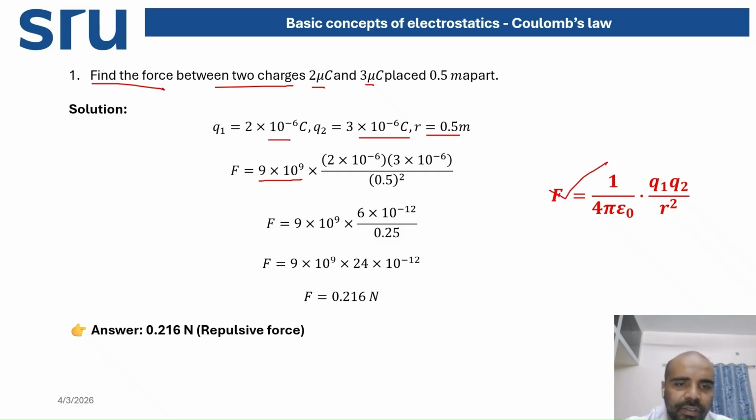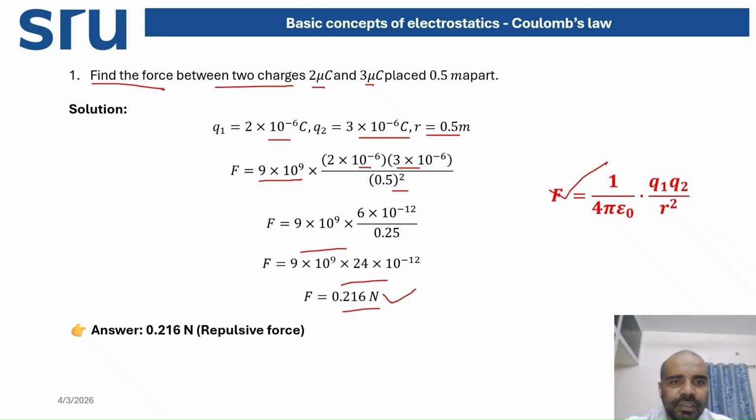So F equals 9 into 10 to the power 9, Q1 is 2 into 10 to the power minus 6, Q2 is 3 into 10 to the power minus 6, divided by the distance, that is 0.5 whole square, right? So Q1 Q2 by R square. If you calculate it, you will get the force between these two charges, 2 microcoulomb and 3 microcoulomb, is equal to 0.216 Newton, right?